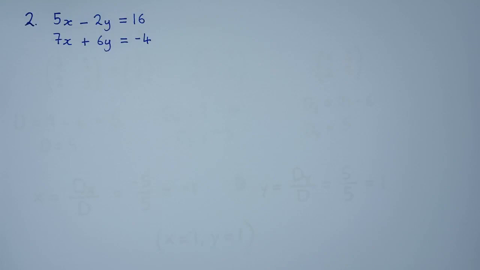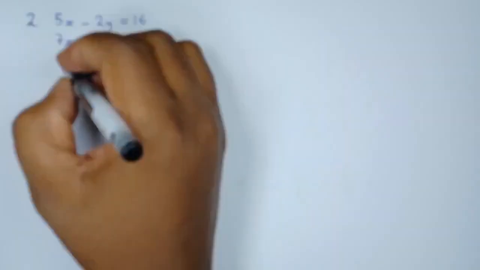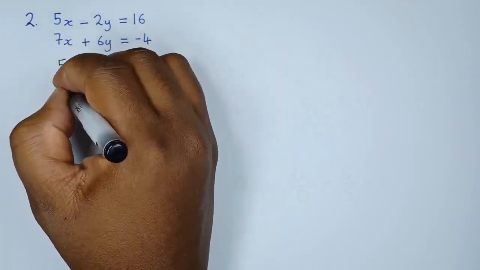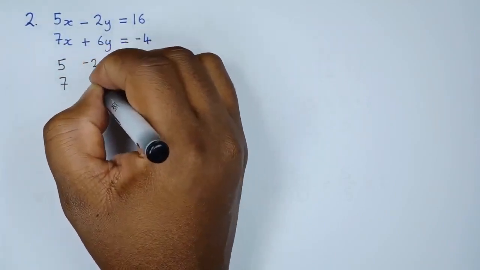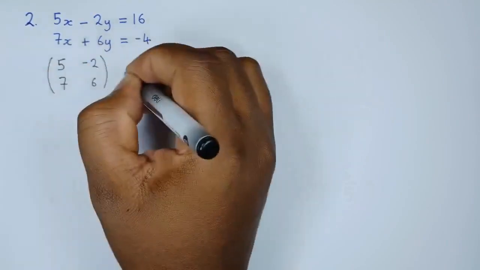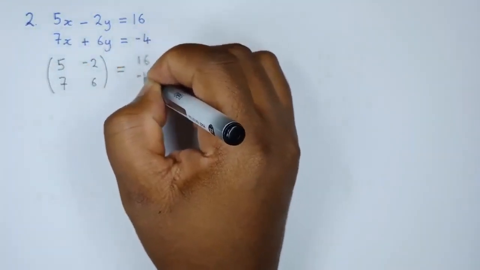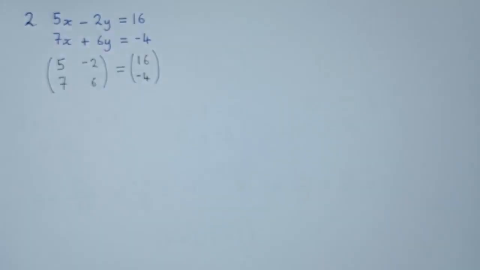Okay, so assuming that you just did that, let's go ahead and solve it now. So we form the matrix. The matrix formed in this case will be 5, 7, -2, and 6. And on this side, we'll have the matrix 6, -4, like that. So the first thing we're going to find is d.